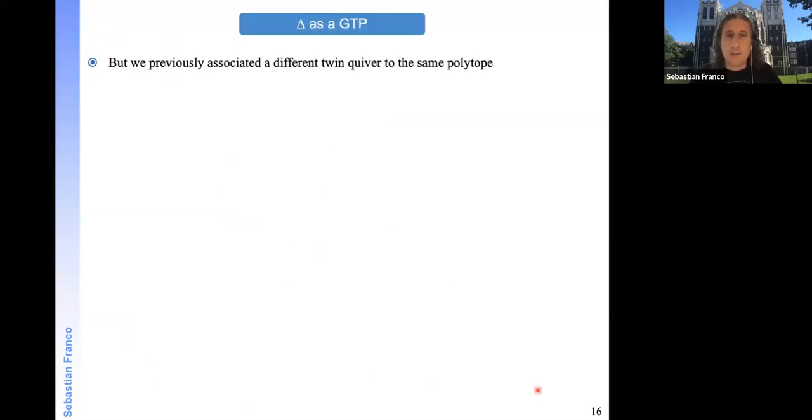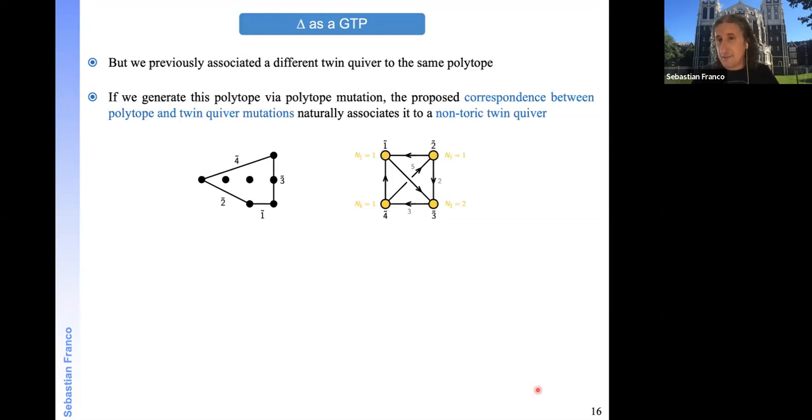So, as Ricardo pointed out, I previously associated different twin quivers to the same polytope. I say it's this, right? And I call this thing 3 tilde. So if we generate this polytope by mutation, it's not that someone gives me this toric diagram, says, hey, Sebastian, find the dimer model and the twin quiver.